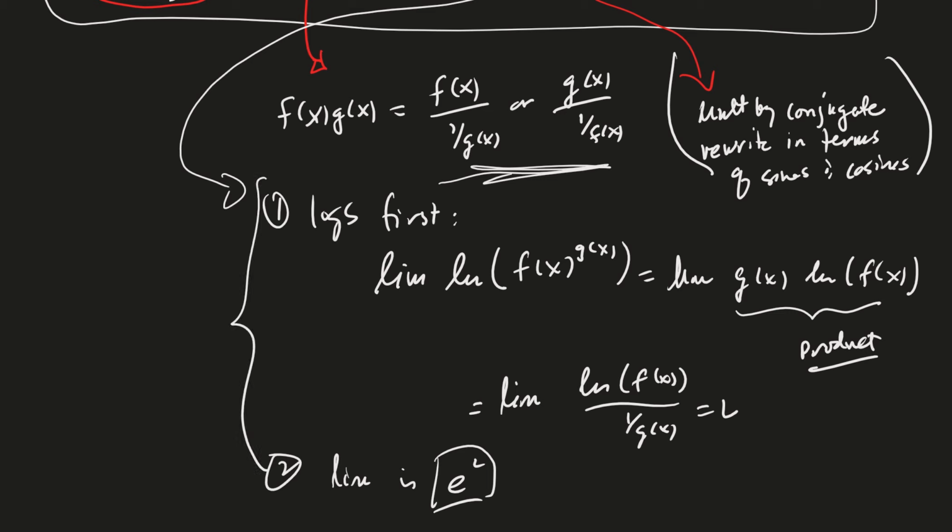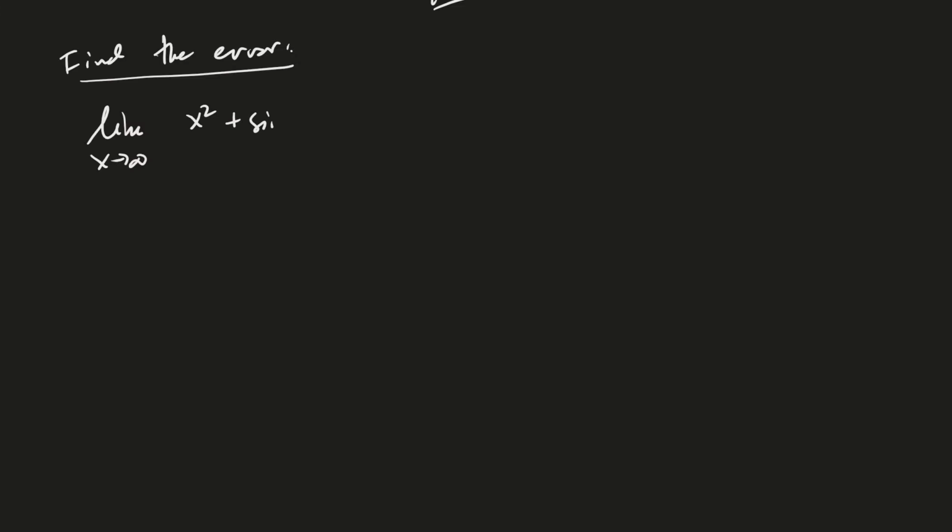All right. So those are the kind of algebraic manipulations that we have in this section. I just wanted to try out one more example, and so I'm going to couch this in a question. Find the error. And so we have the limit as x goes to infinity of x squared plus the sine of x divided by x squared.